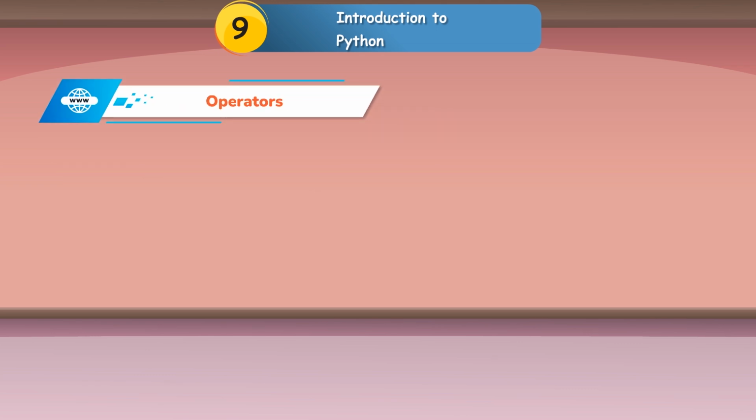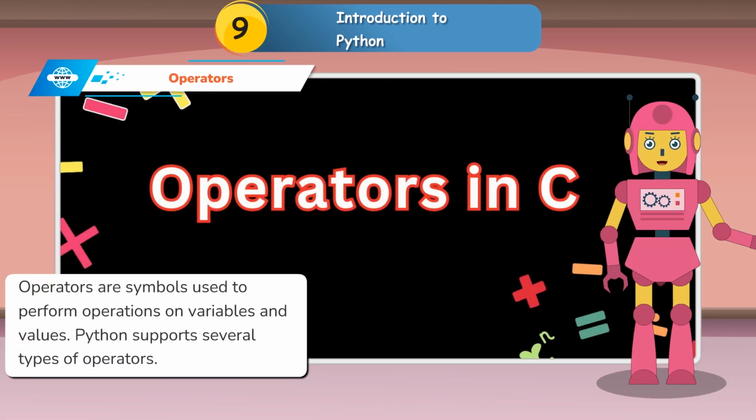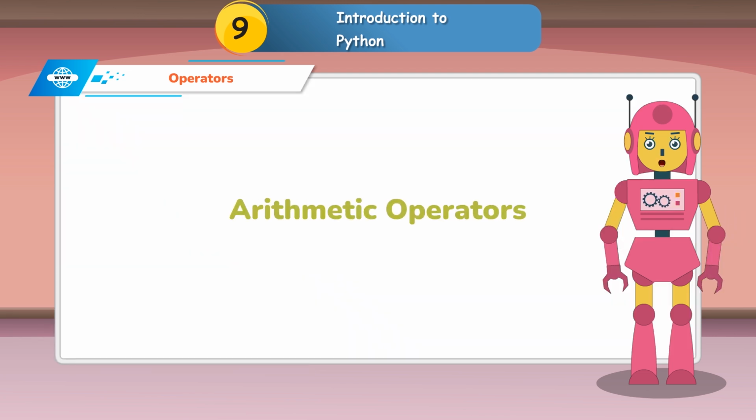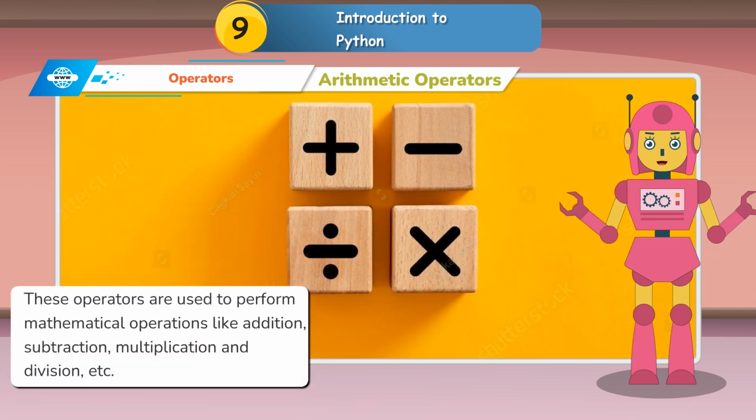Operators. Operators are symbols used to perform operations on variables and values. Python supports several types of operators. Arithmetic operators. These operators are used to perform mathematical operations like addition, subtraction, multiplication, division, etc.